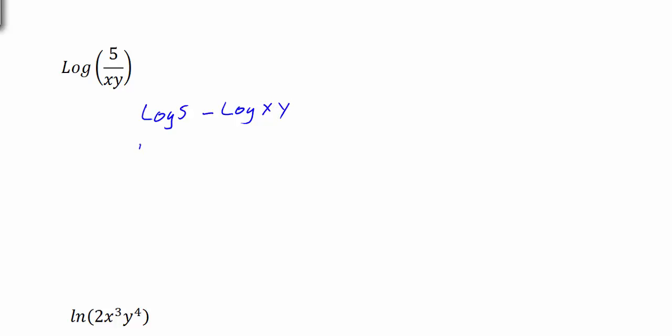Now we know we can leave the log of 5, that's already simplified. And this is sometimes where people will make a mistake. We have minus the log of xy. I'm going to put parentheses here because this minus is subtracting the whole log of xy. So if we split up the log of xy, this then would become log of x, and because it's multiplication, we would use addition, so that's log of x plus the log of y.